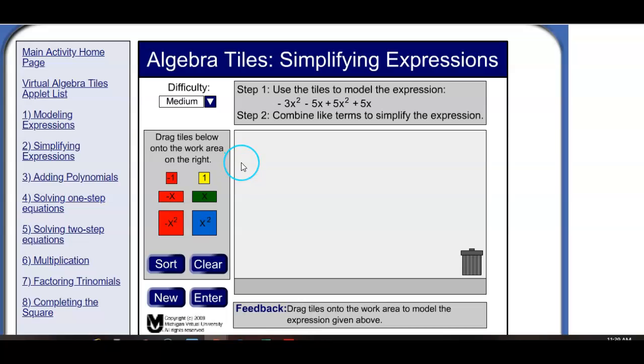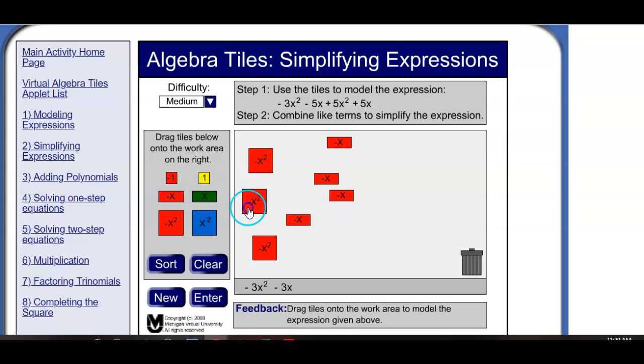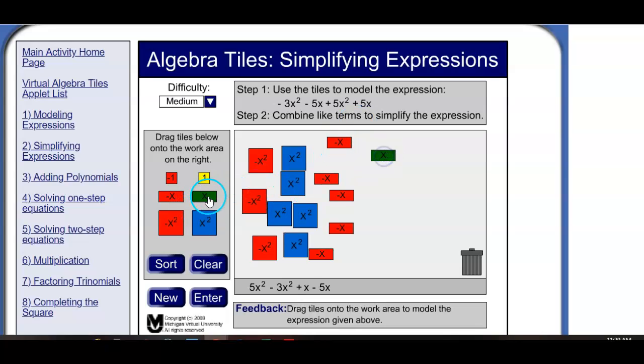Let's move on to a medium one. For this one, we need negative 3x squared minus 5x, so that's negative 5 of these x's, plus 5x squared plus 5x. Yes, that was right. Right?